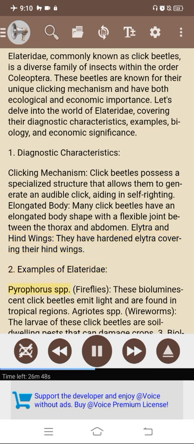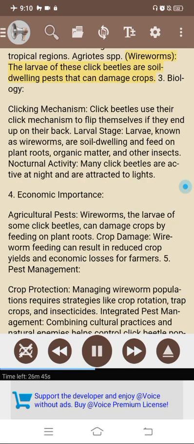2. Examples of Elateridae. Pyrophorus spp. Fireflies. These bioluminescent click beetles emit light and are found in tropical regions. Agriotes spp. Wireworms. The larvae of these click beetles are soil-dwelling pests that can damage crops.